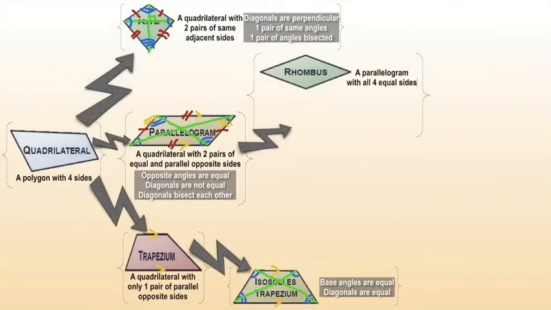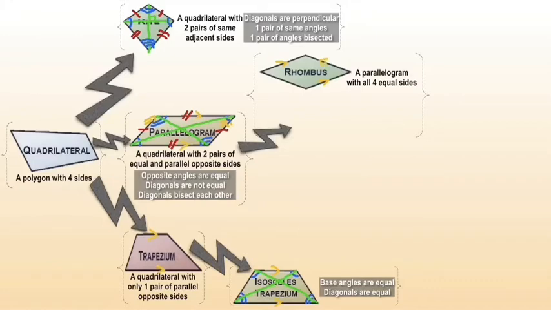Now we are going to focus on the parallelogram. We can divide the parallelogram into 2 types. One is the rhombus. A rhombus is a parallelogram with all 4 equal sides. Before that, you have to know that a rhombus must have the same properties as the parallelogram, which means that these two opposite sides are parallel and these two are parallel.